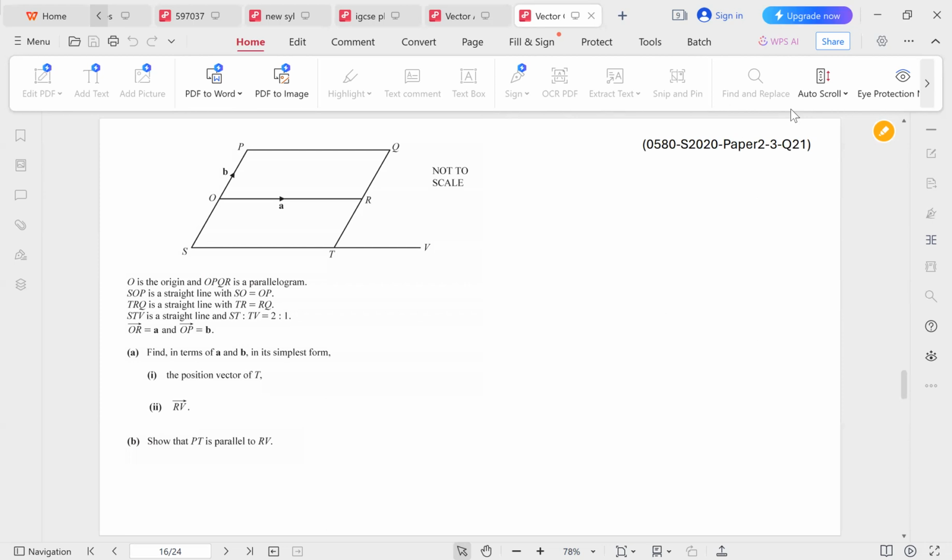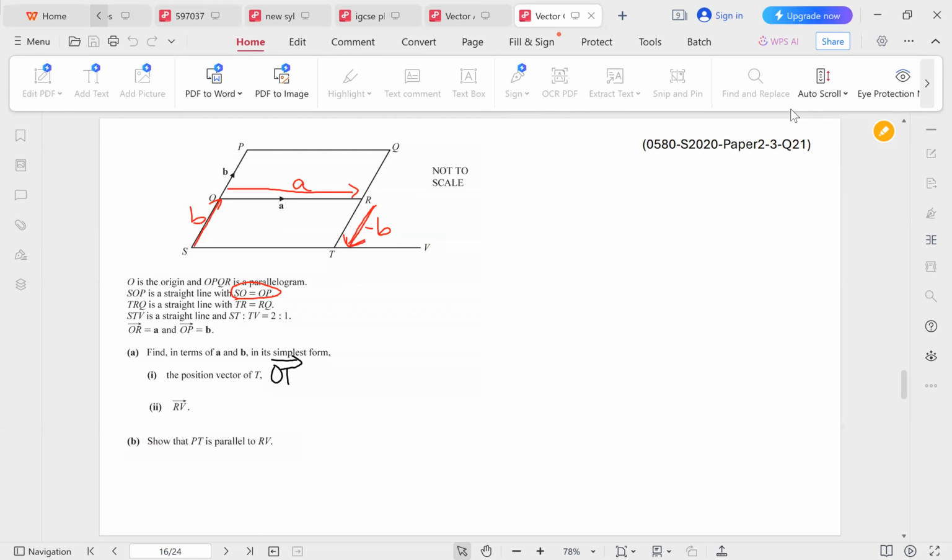So the position vector of T is basically moving from O to T. Now to go from O to T, we will move in this direction here, and then in this direction here. So this would be A, and this would be negative B because it's equal to OP. But let's also prove that. Let's use the given to prove that. We are given that SO equals OP. So since SO equals OP, this part here is B, and we are correct in saying that this part here is negative B.